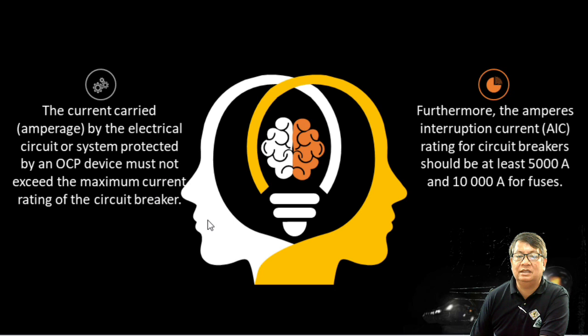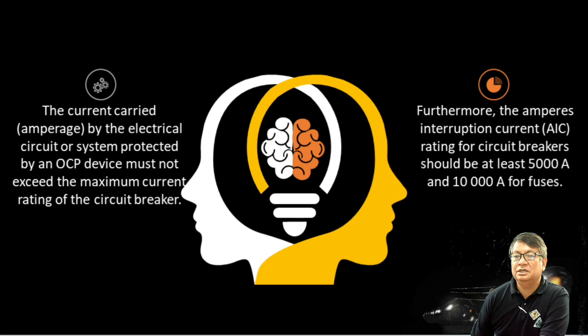The current carried by the electrical circuit or system protected by the OCP device must not exceed its maximum current rating of the breaker. Okay, so hindi po yun susobra, mag-exceed, no? So, the amperes interruption current or AIC rating for circuit breakers should be at least 5,000 and 10,000 for fuses.